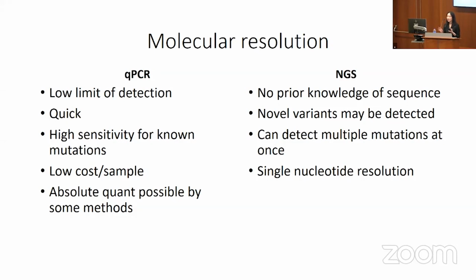But again, testing is complicated because you want to choose the right test. PCR is not out of date because it still gives you a very, very low limit of detection. And it's quick, it's high sensitivity for the known mutations, it's low cost per sample, and you can get absolute quants by some methods. NGS, you don't need any prior knowledge of the sequence. You can find novel variants, although what you might do with it can be unclear. And it can detect multiple mutations at once, at single nucleotide resolution.